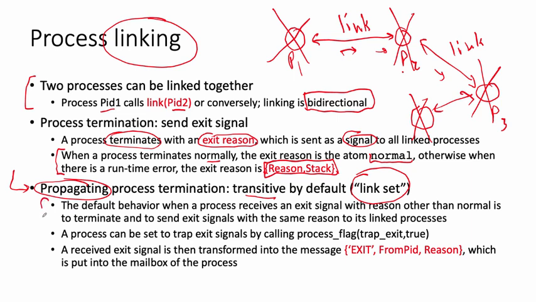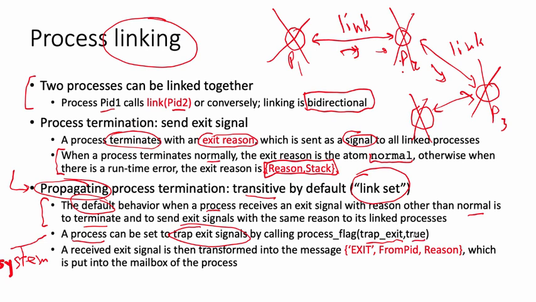Okay? So the default behavior when a process receives an exit signal with a reason different from normal is to terminate itself. So P2 will terminate when it receives an exit signal from P1, and it will send the same reason to its linked processes, so it propagates, and all the linked processes, the link set, will crash. So that is the default behavior. You can actually modify that. You can turn the process into what's called a system process. You can trap exit signals. So a process can protect itself by calling trap exit true.